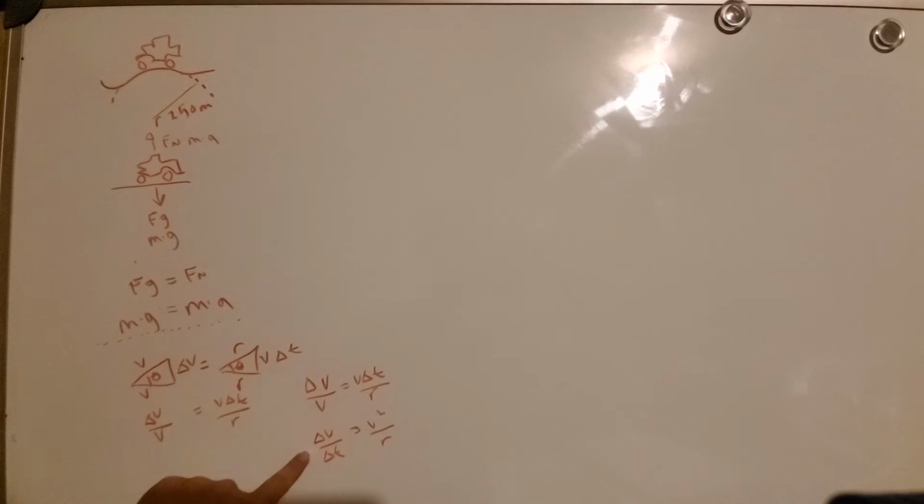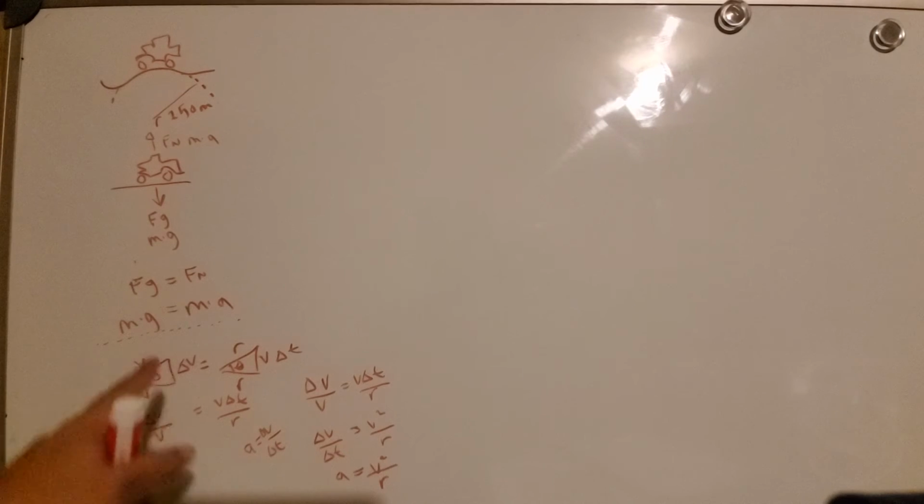Delta v over delta t is the same as acceleration. Acceleration is change in velocity over change in time. So this will now become a. So our a is v squared over r, our centripetal acceleration.